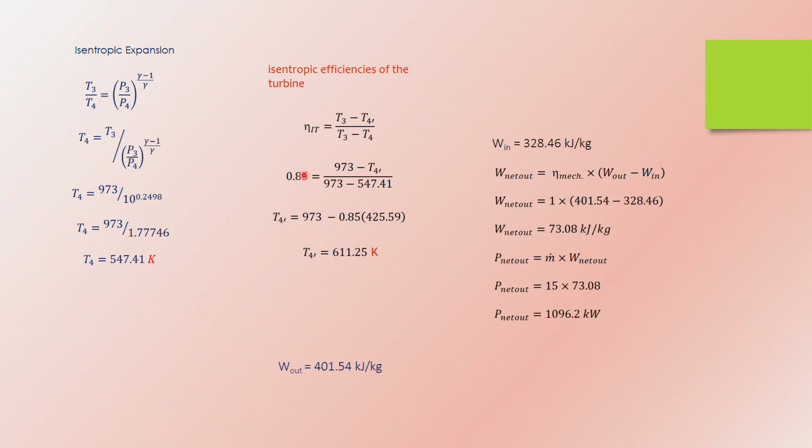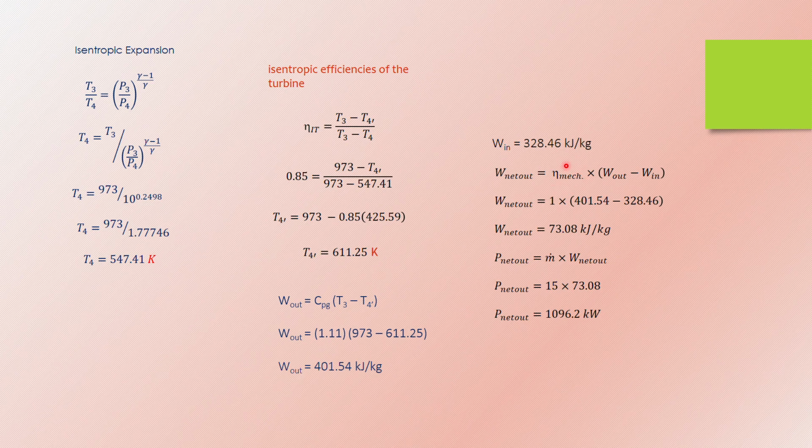Okay, so everything is shown here. Once you got your T4 prime, you can find out your work in, and then you can find out your work out. You can find out your work input, then your net work output.